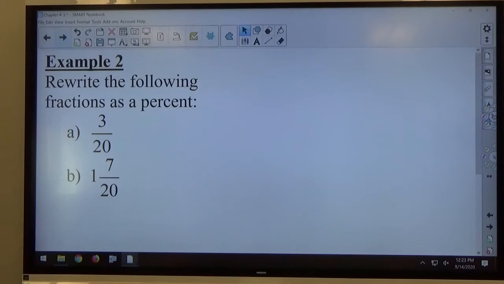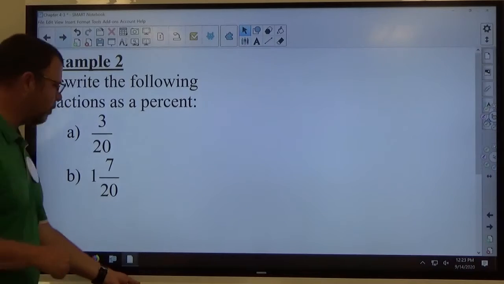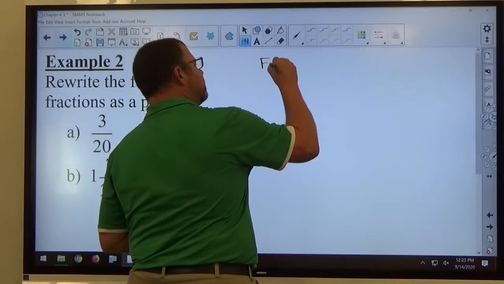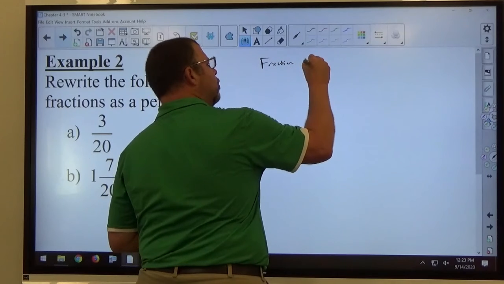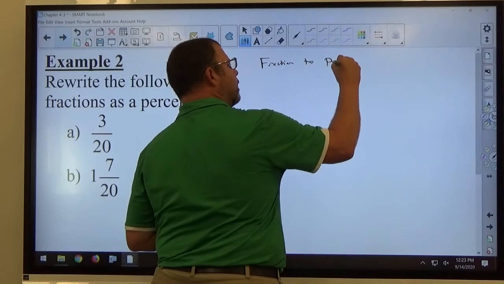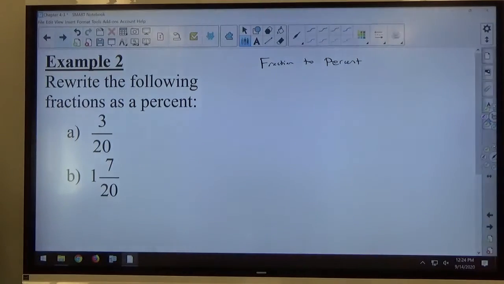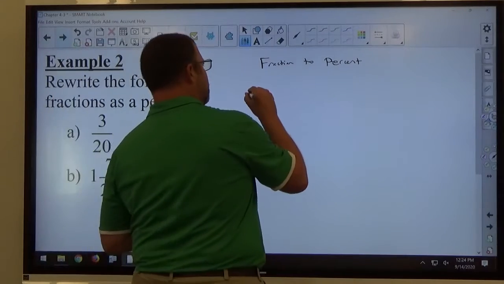All right, example 2. Rewrite the following fractions as a percent. Now, fractions into percent are a little bit more complicated. The easiest way to do a fraction to percent is to write a proportion. And the proportion is going to look like this.